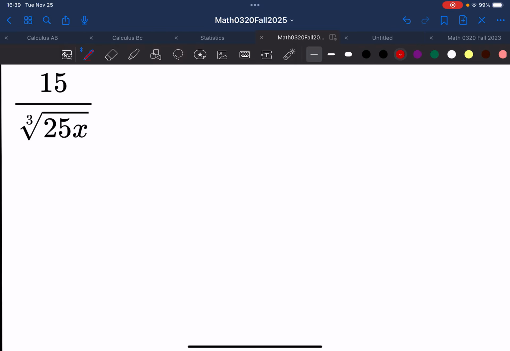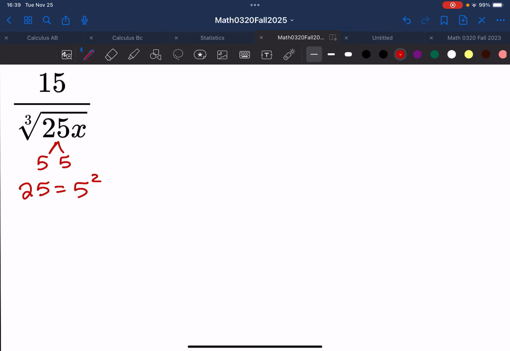Okay, so for this one, I'm going to do the same thing. I'm first going to check 25 and see if that is a perfect cube root. Well, 5 goes into 25 5 times, and notice that 25 is the same as saying 5 squared. So technically, I need this exponent to be a 3, and I need this exponent to be a 3. So that means I'm going to multiply both the top and bottom by the cube root of 5, because this one's missing a 5, and then x squared, because it's missing 2 x's.